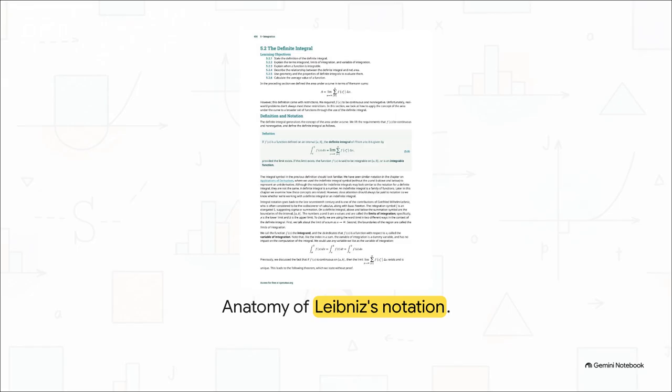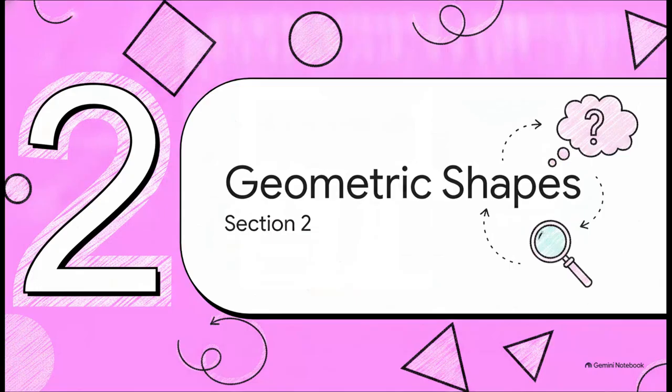Inside those bounds sits the integrand. That's really just the function itself, the actual curve we're evaluating. And finally, tacked onto the very end is the dx. This tells us our variable of integration. And honestly, it's just a dummy variable. You could swap it out for a dt or a du right now, and the actual area computation would stay exactly the same. Moving right along to Section 2, integrals as geometric shapes.